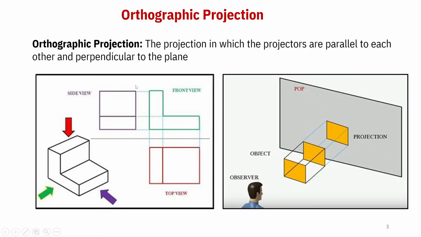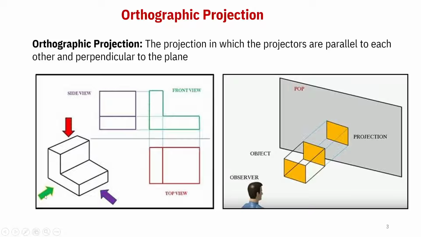Now, based on orthographic projections, how do we look at the object? It is a projection in which the projectors are parallel to each other and perpendicular to the plane. You can see that if this is the object which is given, and this is the site of observation from the perspective of the observer, then the observer is looking at this object perpendicular to this particular plane. So what are we going to get?